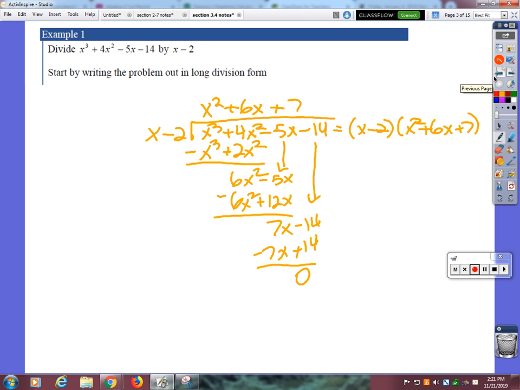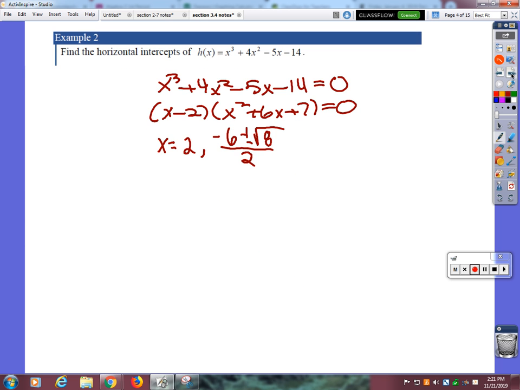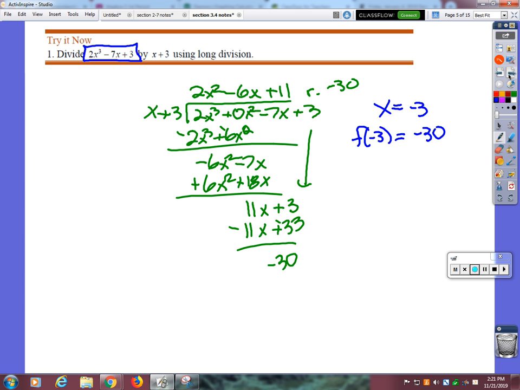You can all tell me right now, without even thinking, what would you get if you plugged 2 into this whole big polynomial? 0, because we had no remainder. So if I plug 2 in there, I would get 0. And same thing here: if we plug negative 3 into here, we would get negative 30. Is that good enough for you guys?